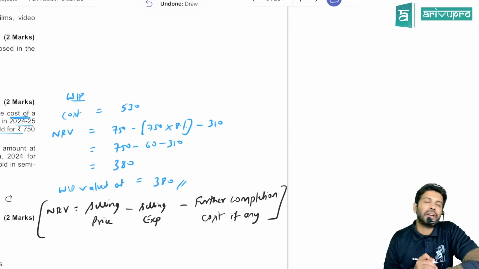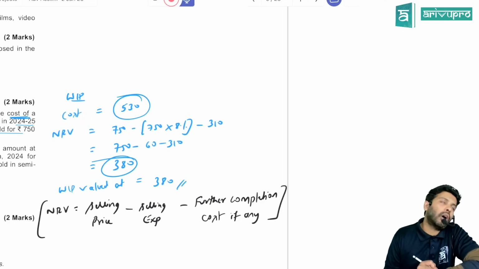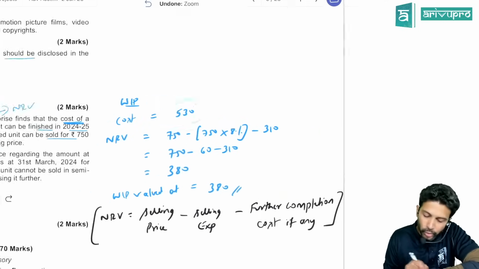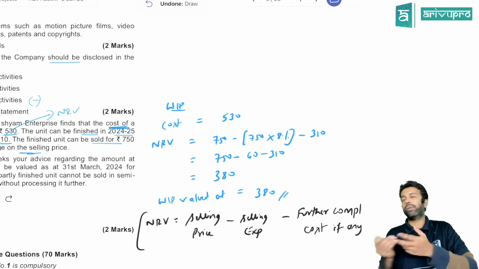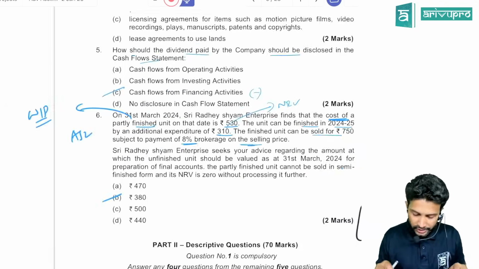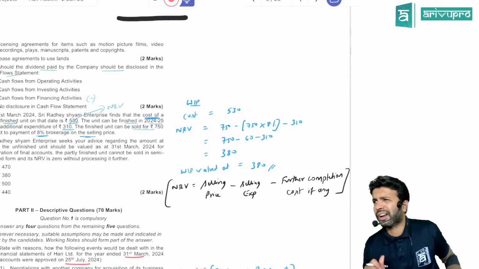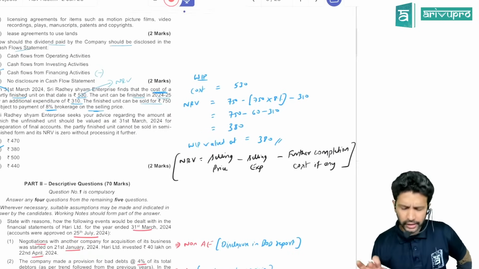How should WIP ka inventory be valued at? Cost or NRV? 530 or 380, whichever is lower. Which is lower? 380. So that means you will value your finished goods at net realizable value itself. So which option has 380? B for Bengaluru. Select that. That's it. Ditto question. We have done all these questions in our regular class as well.